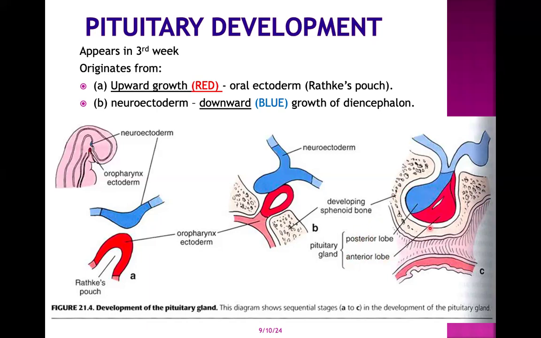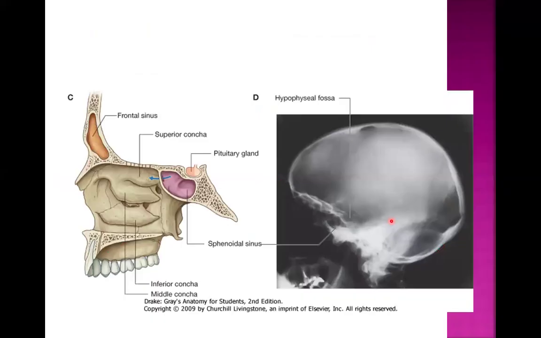Sometimes we say anterior pituitary and posterior pituitary because of this developmental origin and then location. So if it is mature, this is how it will be sitting in the pituitary fossa of the sphenoid bone. And when you take an X-ray of the head, it's going to show you the depression or the fossa where the pituitary gland sits, which is also known as the hypophyseal fossa.